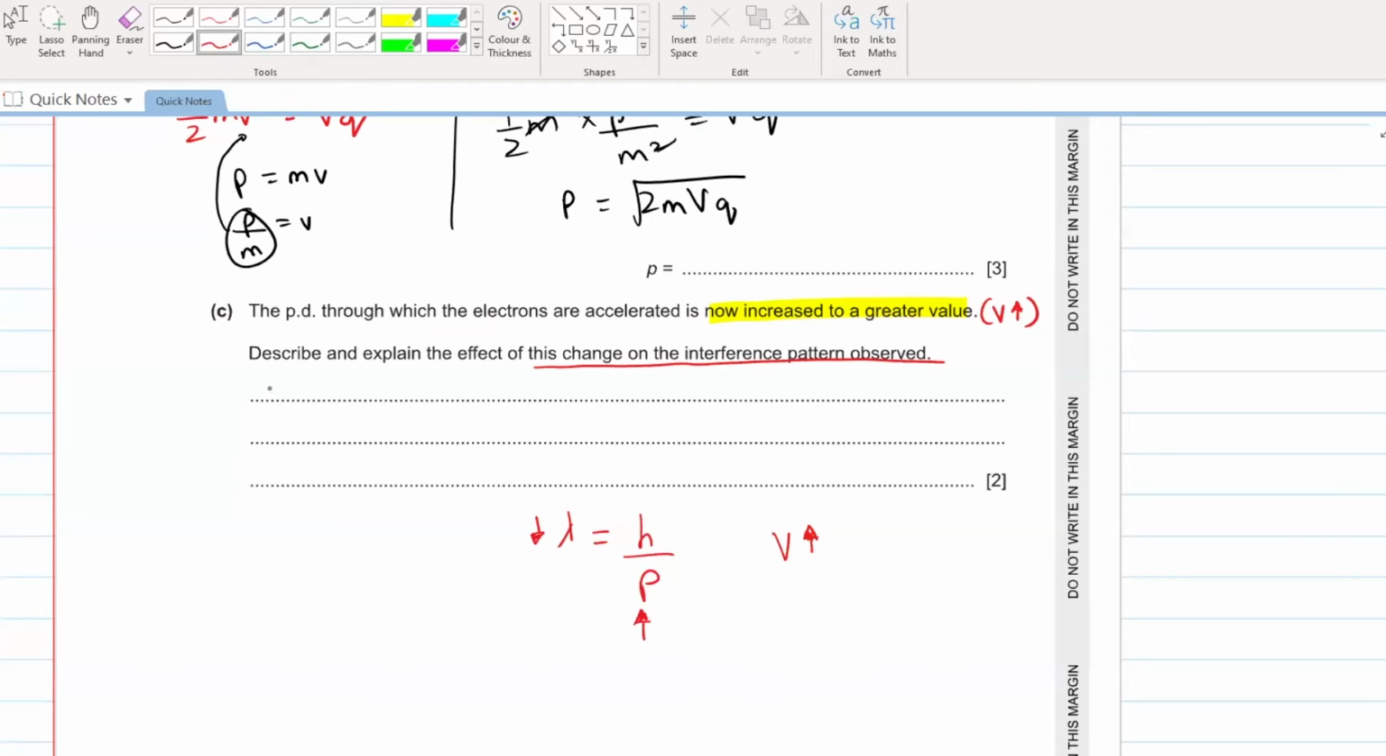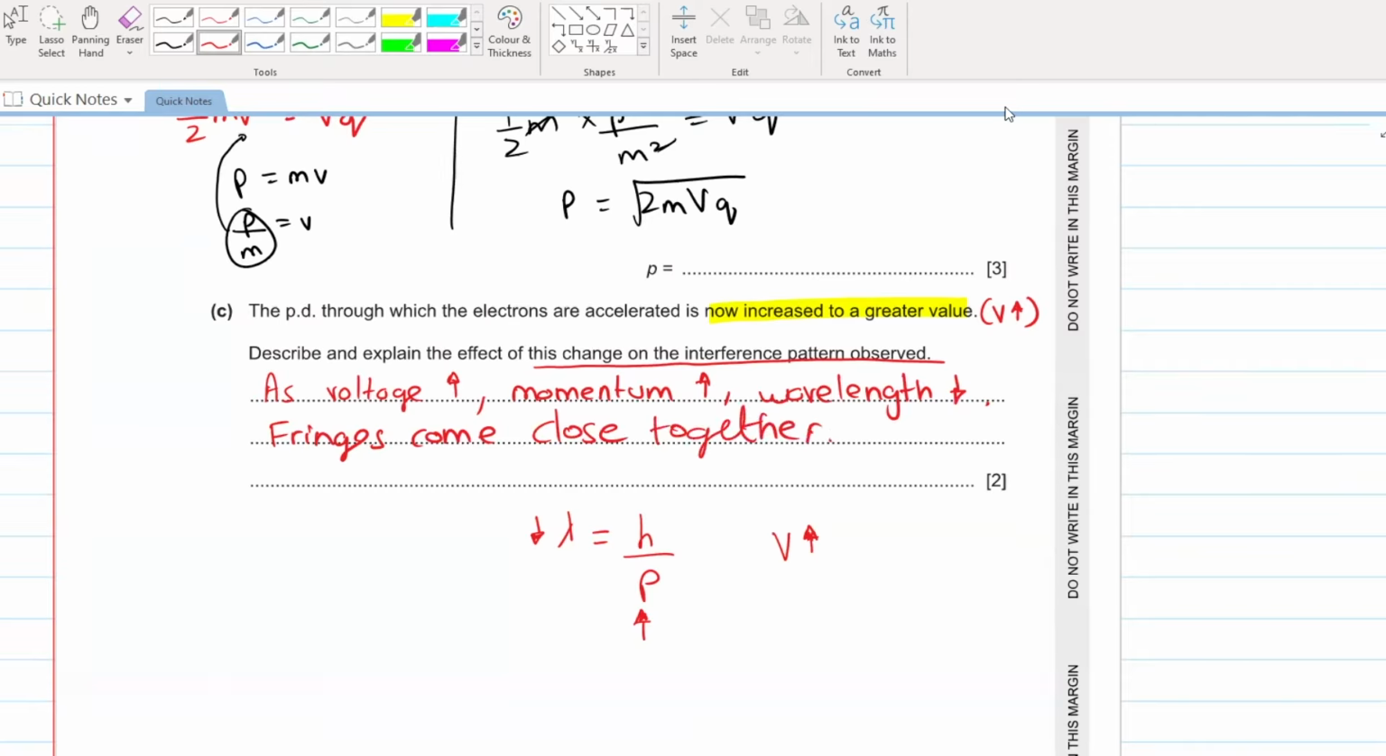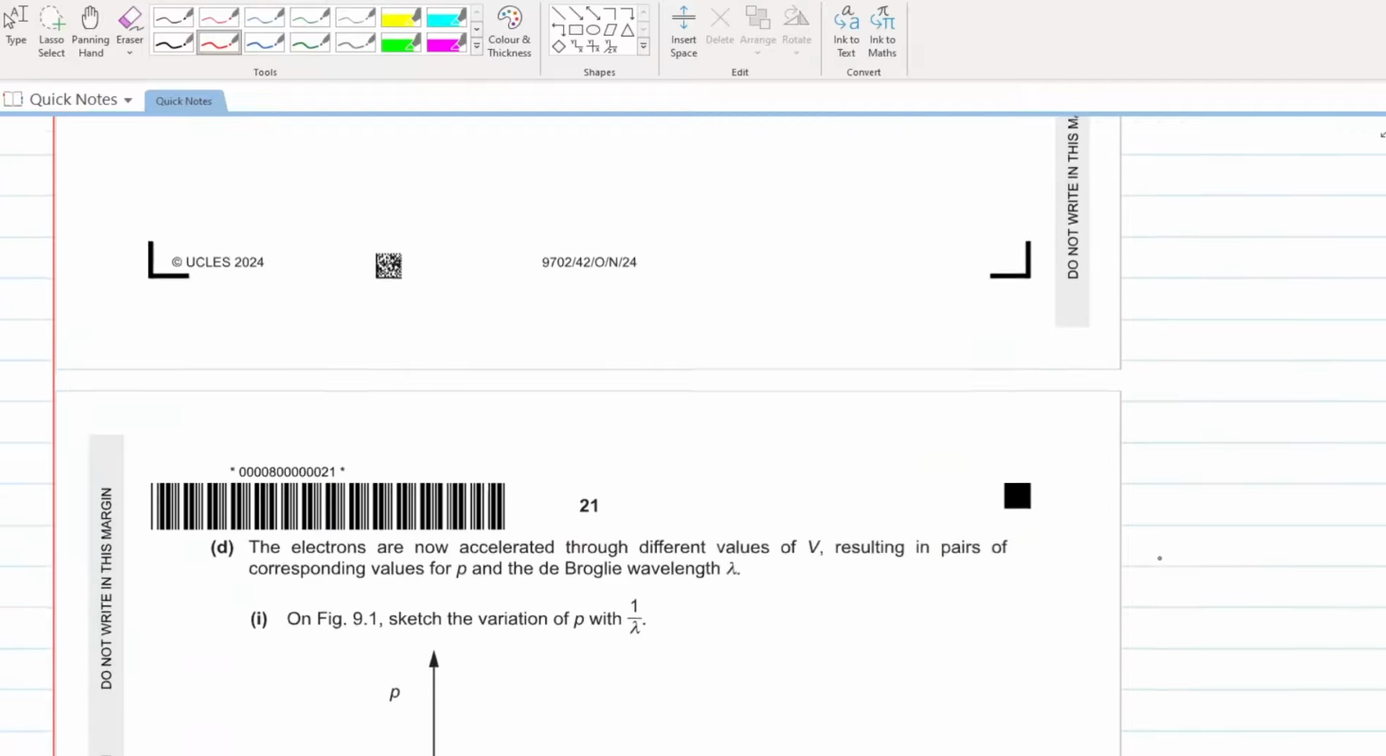For 2 marks, what will you say? As voltage increases, momentum increases. As momentum increases, wavelength decreases. And as wavelength decreases, fringes come close together. Perfect. I don't think there is any complication here. Very simple. Let's further move ahead.